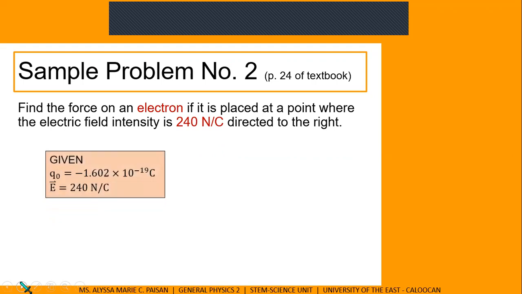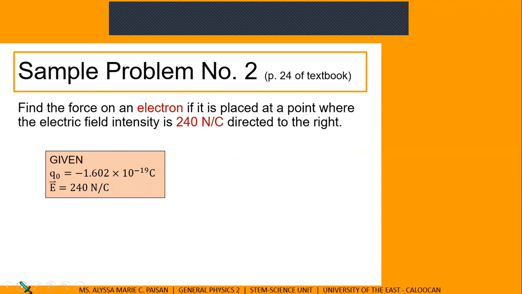So the given are the following. We have the test charge in the form of electron, and we know that the magnitude of the charge of an electron is equal to the elementary charge. Okay? So, kaya ko hinighlight dyan yung electron kasi there are times that the problem will only tell you that the test charge is either a proton or an electron. Hindi niyo sasabihin sa'yo yung charge. You should remember that the charge of a proton as well as the charge of an electron is equal to the elementary charge. Okay? That's 1.602 times 10 raised to negative 19 coulomb.